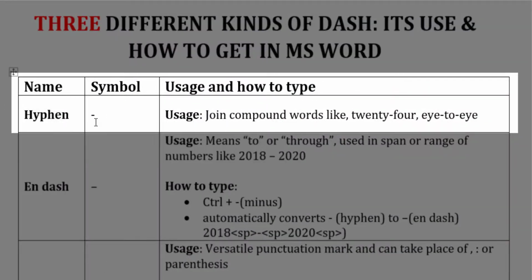This is just a normal dash that is there on your keyboard, and it is used to join compound words like 24-hour, or something like that. Now this is very easy. You have this sign or symbol on your keyboard, so you can directly use that hyphen.